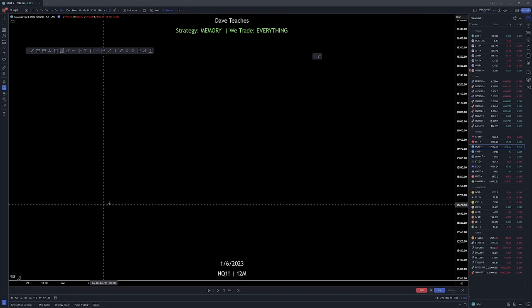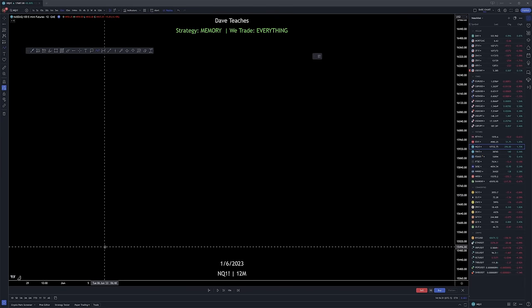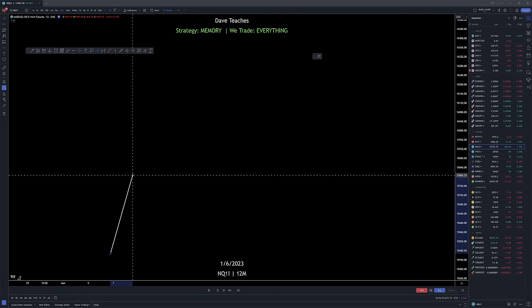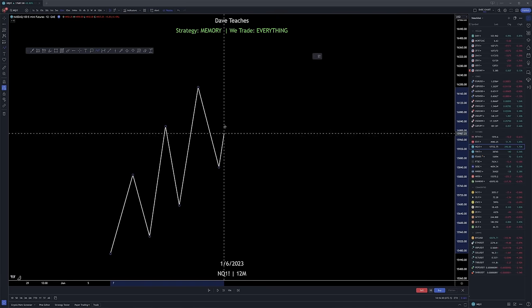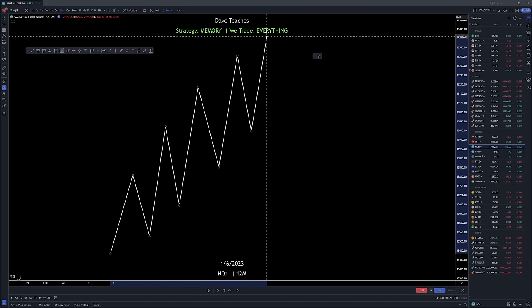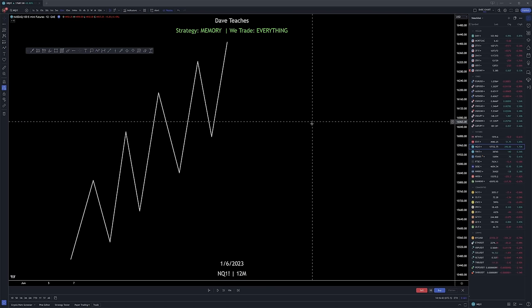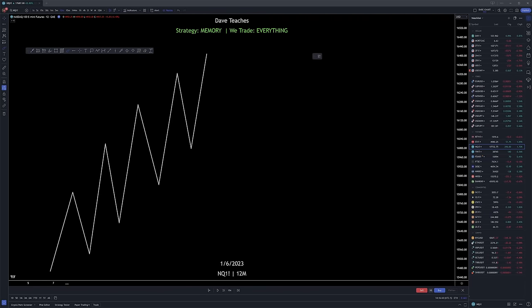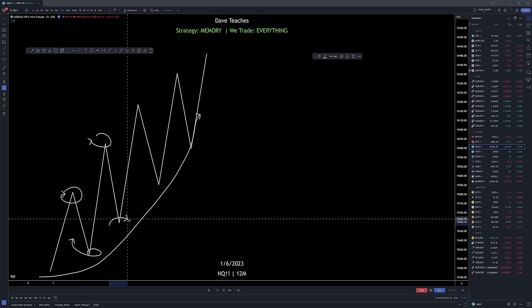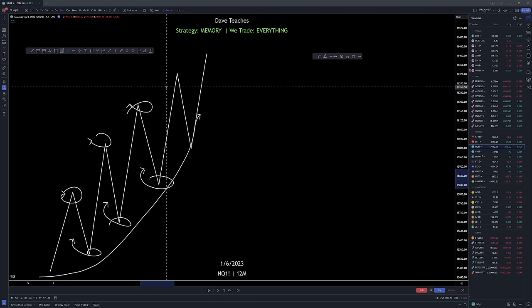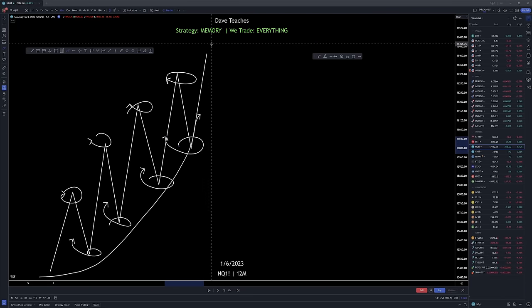We're gonna start this from the basics. So what we have here, which everyone should know, is a bullish trend, right? We have higher highs and higher lows being created on the way up, right?